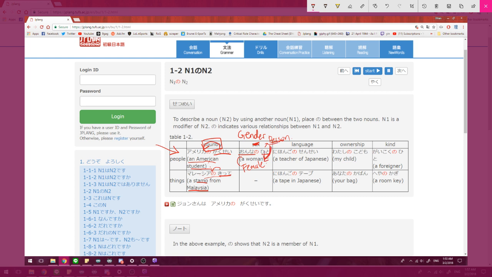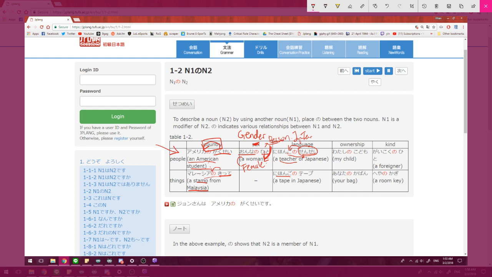Okay. Now let's go with this one. Nihongo no sensei. So sensei here means teacher. Nihongo is Japanese. So a teacher of Japanese. See, Nihongo no sensei. So this sensei belongs to Japanese. So it's a Japanese teacher. Basically, that's what it's going for, right?